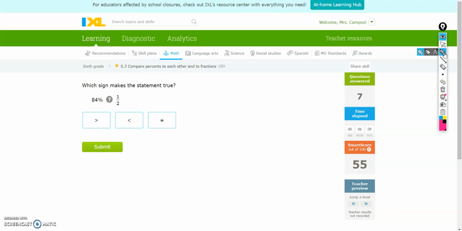Okay. Remember, 1/2 is the same as 50% because it's half. So 84 is going to be larger.